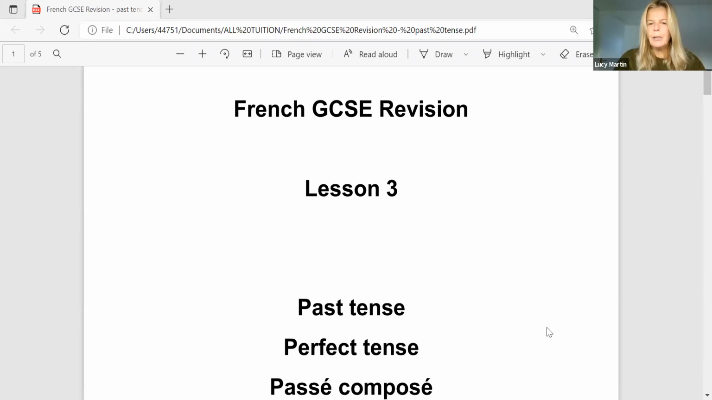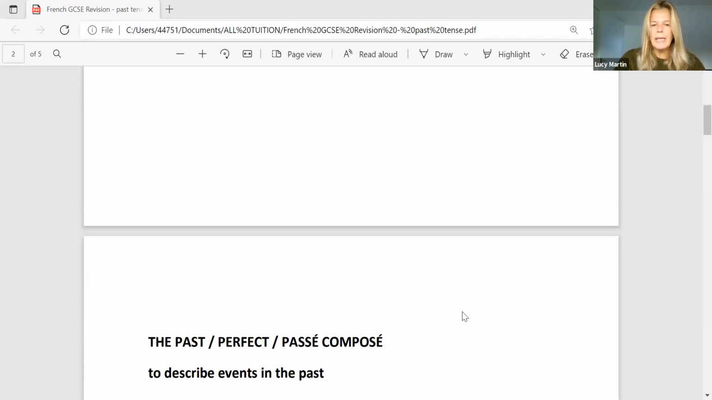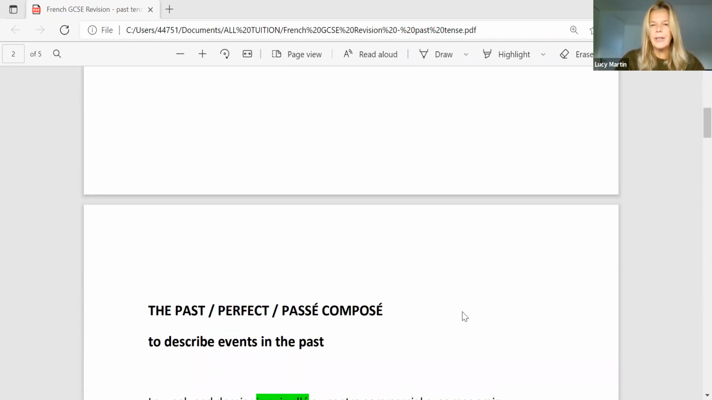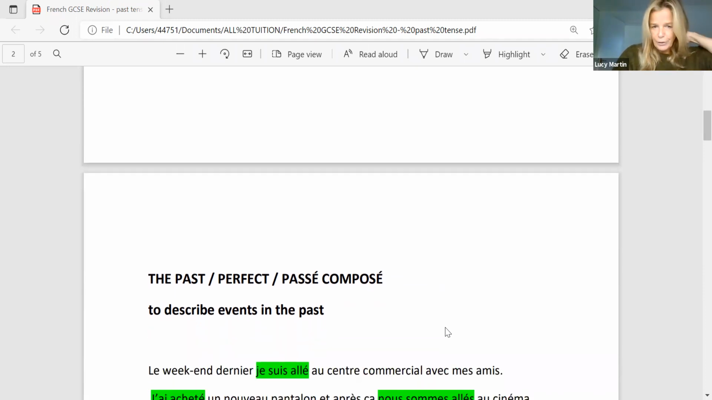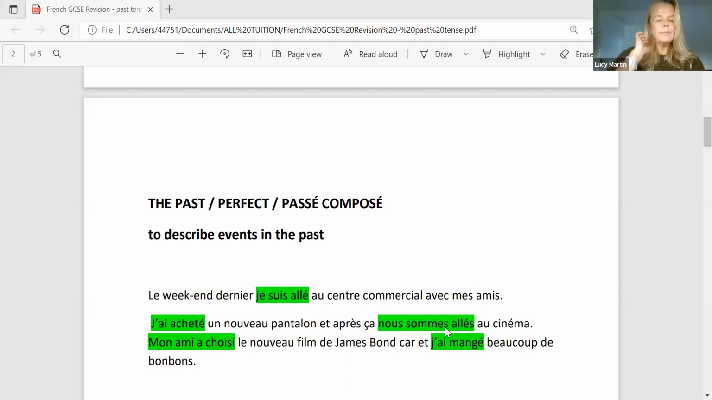Here we go. French GCSE revision, lesson 3, past tense, or perfect tense, or passé composé. You might know it under any of those names. Either way, we're looking at the tense that describes events that took place in the past. One-off events, things that happened yesterday or while you were on holiday. They're lists of events, they're not ongoing situations. That is the imperfect tense. Here's an example paragraph of the passé composé.